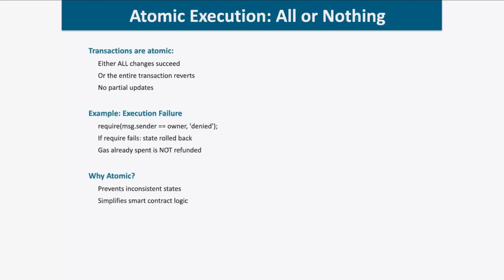Atomicity is crucial for smart contract correctness. It prevents partial updates that could leave the contract in an inconsistent state. As a developer, you don't have to worry about what if the transfer fails halfway through. It won't. Either the whole thing succeeds or the whole thing rolls back. That simplifies smart contract logic enormously.